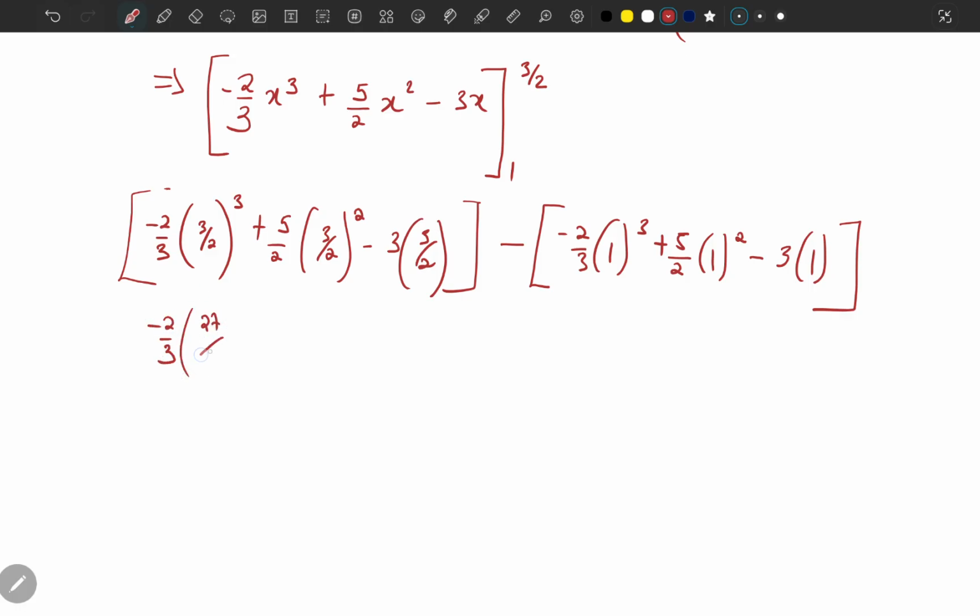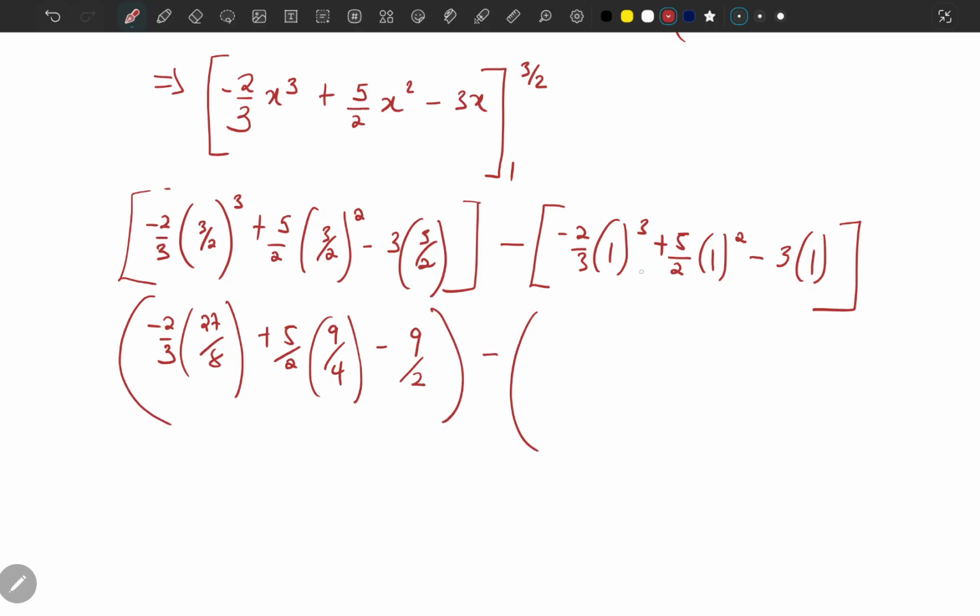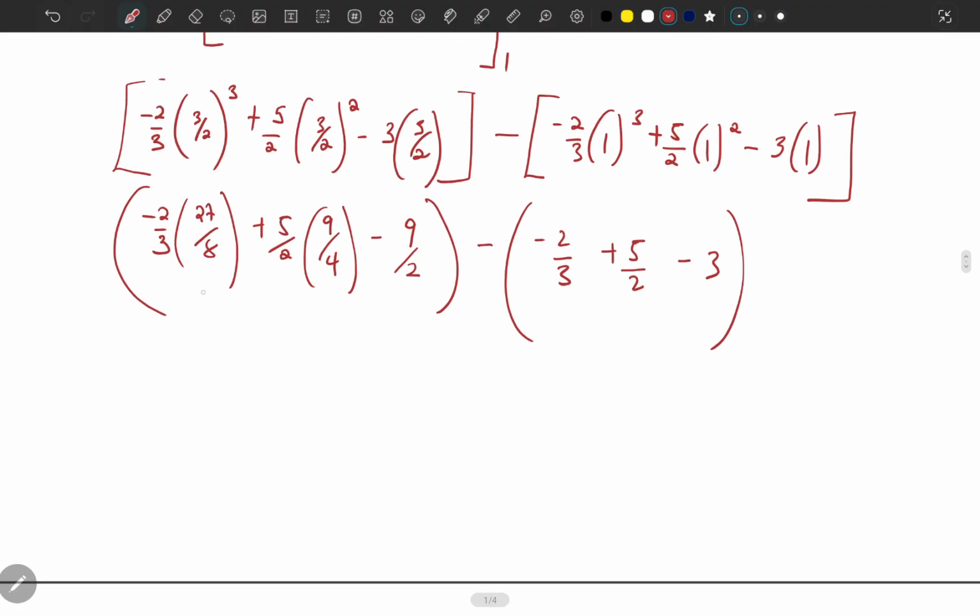This is 27/8 plus 5/2. This is 9/4. This is 9 over 2. Right here. Minus. Do the same here. It will just be 2 over 3 because any number you raise 1 to is just 1 itself. Plus 5 over 2 minus 3. Like that. All right. So this part here, 2 can go there, 2 can go there, 4. So we end up having, even if 3 can go here and there, which is 9. So we end up having 9.